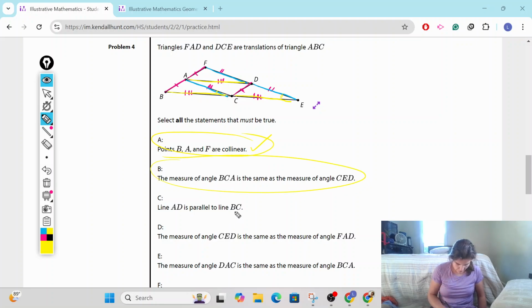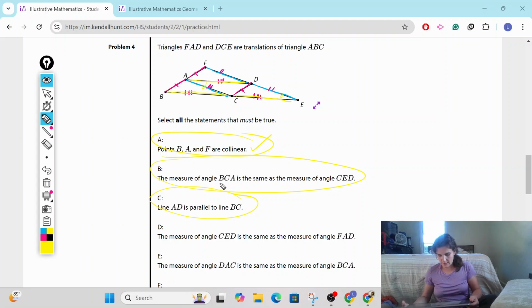Line AD is parallel to line BC. AD, so this one, and BC. When you slide them down, so you slide that yellow line down, they end up parallel. So the translation just moves it down. It doesn't change the angle of any of the sides. So yes, this is also true. The measure of angle CED is the same as the measure of angle FAD. So we have CED.